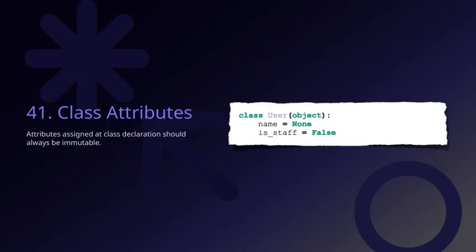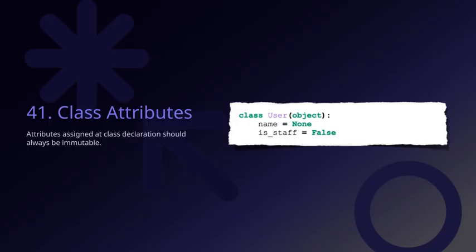Now, let's talk about class attributes. Attributes that we assign directly at the point of class declaration should always be immutable. This means once we set them, we don't want these values to change throughout the lifetime of the class. It helps maintain consistency and prevents accidental modifications that could lead to bugs. By keeping class attributes immutable, we're also making our code more predictable and easier to debug. Remember, these attributes are shared across all instances of the class, so their stability is crucial for reliable behavior.